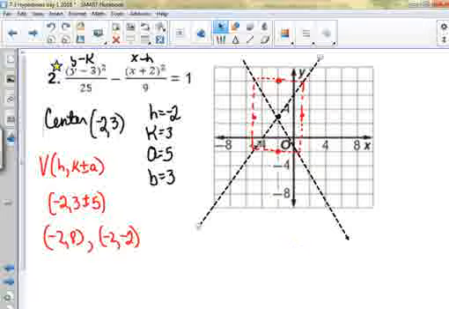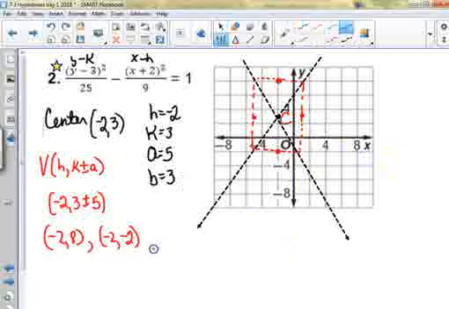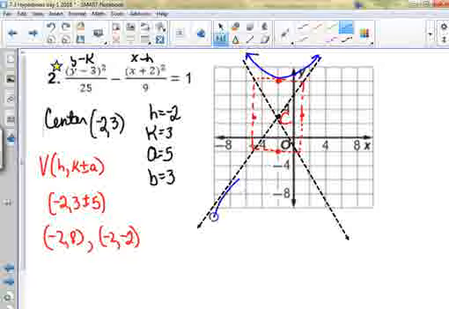Okay. Your asymptotes should intersect where? At the center here. Okay. And then the actual hyperbolas, where am I going to draw? Top and bottom, right? Because the y was first, so up here. And down here. All right, so vertices I have.